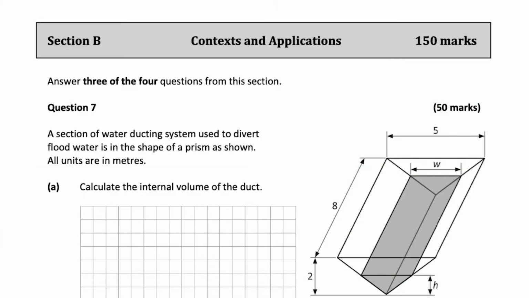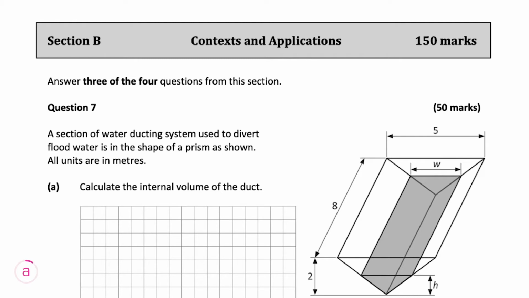Okay, so looking at the 2021 maths mock paper, we're moving on to section B. Question 7 says that a section of water ducting system used to divert floodwater is in the shape of a prism as shown. All units are in meters. It's first asking us to calculate the internal volume of the duct.